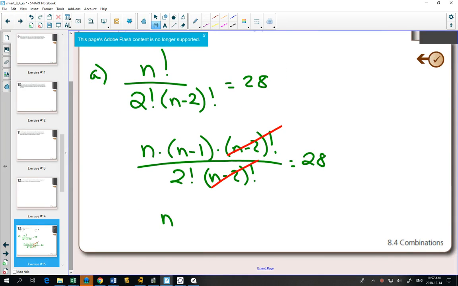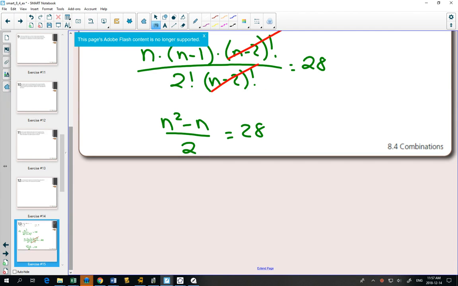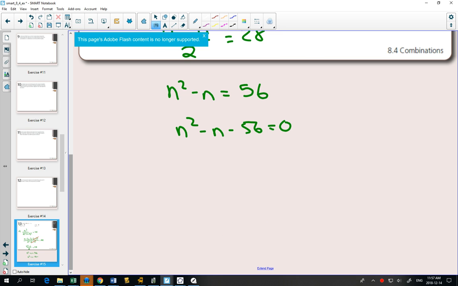And so we're left with n squared minus n. What should I do with the fact that there's an over 2 on the left side? Because this will be all over 2 equals 28. Multiply both sides by 2. It's a quadratic, so we make one side equal to 0. And you can factor. It'll be minus 8 plus 7.